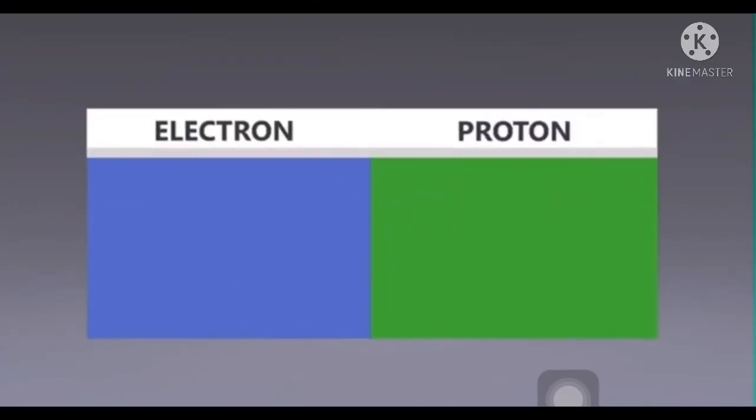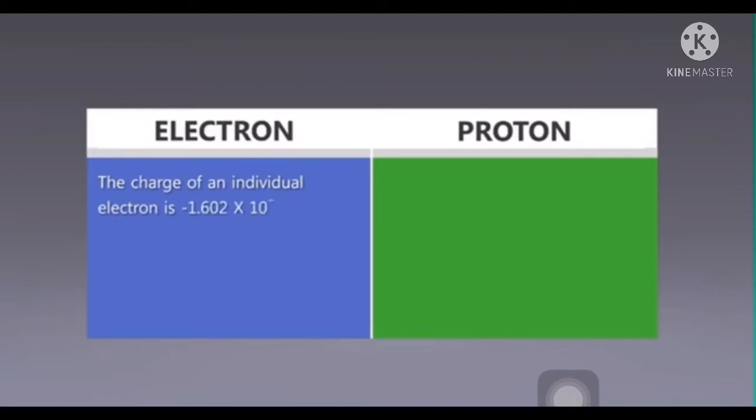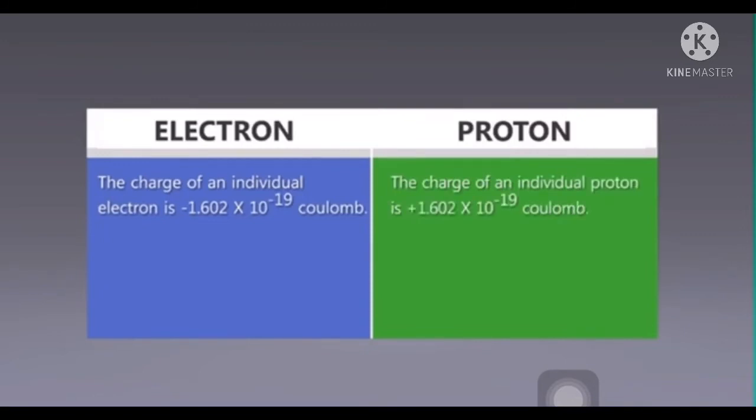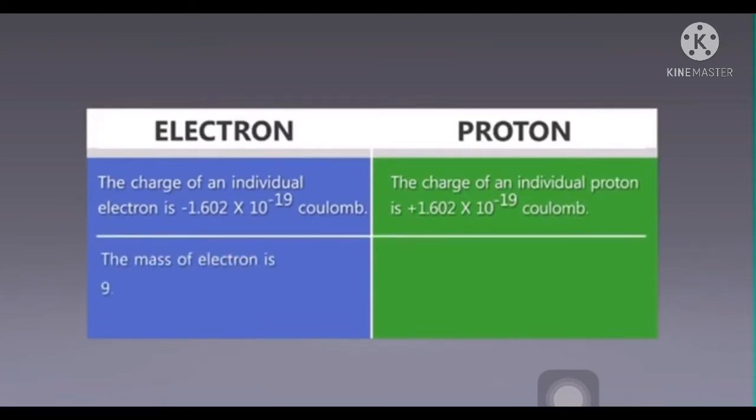Now we will compare electron and proton. In the case of the electron, the charge is minus 1.602 into 10 raised to power minus 19 coulomb, whereas it is plus 1.602 into 10 raised to power minus 19 coulomb in the case of protons. If we compare the masses, it is 9.107 into 10 raised to power minus 28 gram in the case of electron and 1.672 into 10 raised to power minus 24 gram in the case of proton.